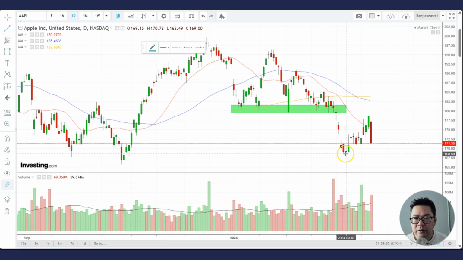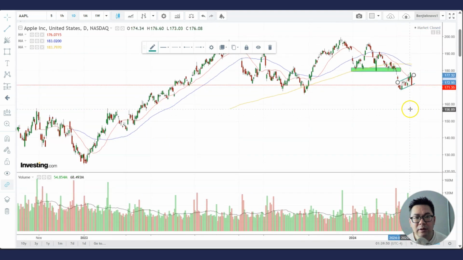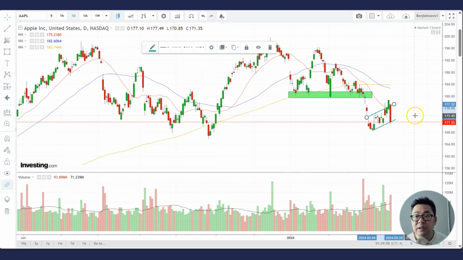And if Apple is unable to find support at this area, this is very low, and it drops below this trend line, maybe it could be even a bearish flag, and it could sell off even more down to this next area of support. You can take the height of this, project it downwards to about here. So there's something to think about, because Apple is below the 20 MA, 50 MA, and 200 MA, something you don't want to see in a strong stock.